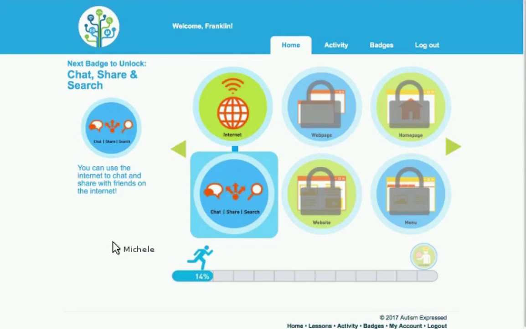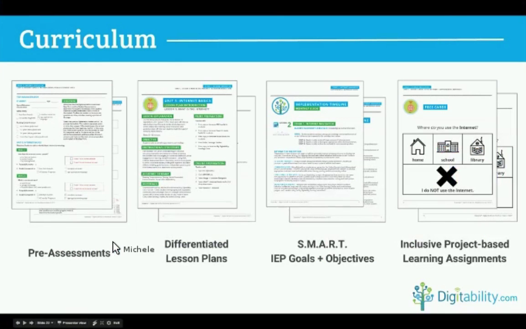You can see that the next badge has been unlocked, but the Digitability program does not start and stop with the online modules. We have a library of resources for implementation, including pre-assessments to establish baseline literacies, lesson plans that are already differentiated for a variety of learning profiles, SMART IEP goals and objectives for a variety of learning goals not isolated to technology, but can also include socialization and communication goals, as well as different types of functional academic goals. This is all wrapped up in project-based learning assignments, where there are differentiated roles for all students.